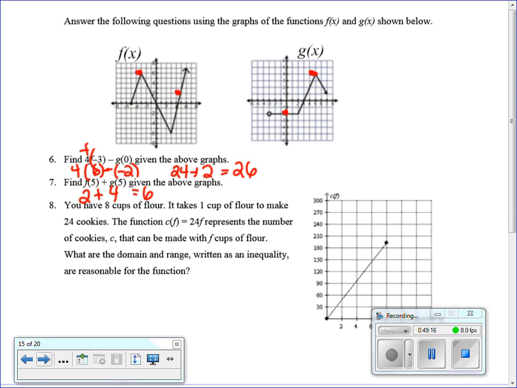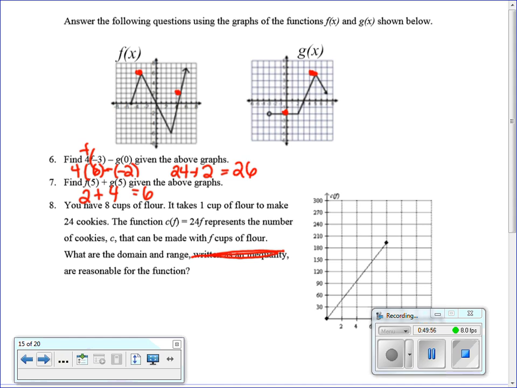So when you're looking at the domain, that's the number of cookies that you can make. And we have to determine, is this continuous data or is this discrete data? In this particular case, it's discrete data because you're not going to make half of a cookie. So I know it says write it as an inequality, but we're not going to write it as an inequality because that would not be the correct way to represent this. What we're going to look at is what would be a reasonable domain.